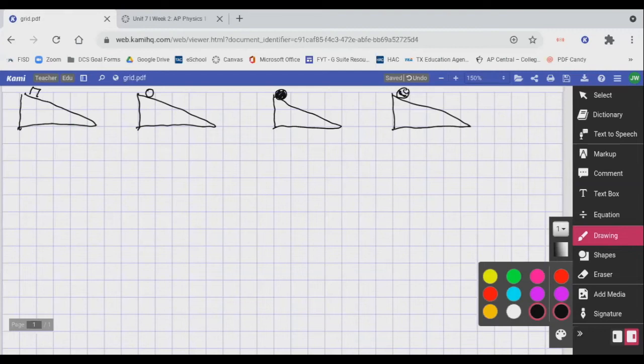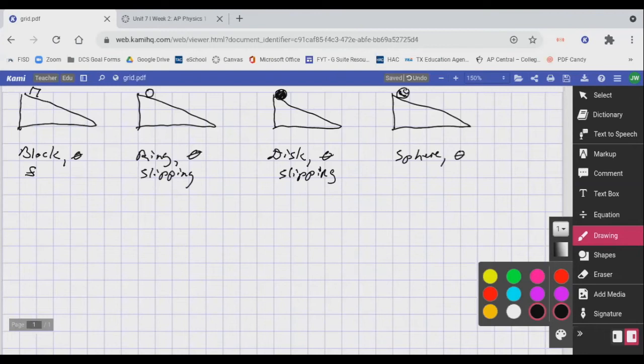What did you say the third one from the left was? Oh, I'm about to title them, so you're about to see it. This is a block, and it has no friction. This is a ring, and this one has no slipping. This is a disc, and this has no slipping. You know what I mean by slipping? Like it's not going to peel out. It's not going to rotate without moving itself forward. And this one is a sphere, also with no slipping.